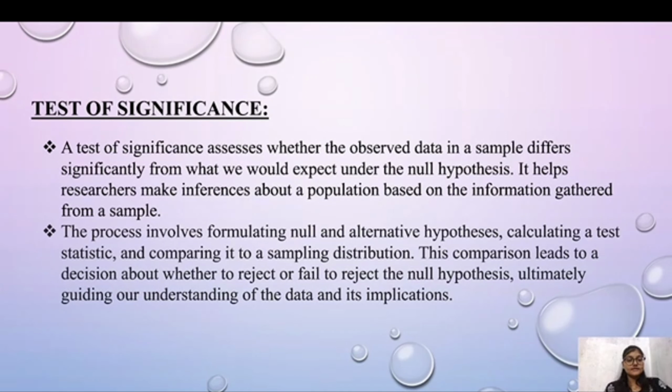A test of significance assesses whether the observed data in a sample differs significantly from what we would expect under the null hypothesis. It helps researchers make inference about a population based on the information gathered from a sample. The process involves formulating null and alternative hypotheses, calculating a test statistic and comparing it to a sampling distribution. This comparison leads to a decision about whether to reject or fail to reject the null hypothesis, ultimately guiding our understanding of the data and its implications.